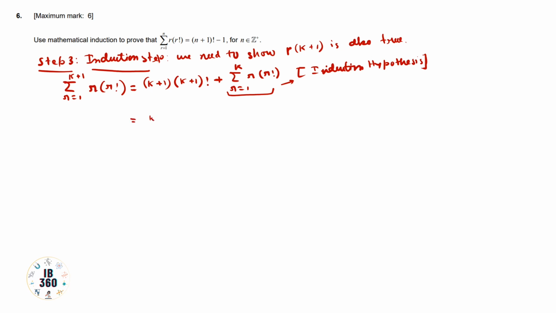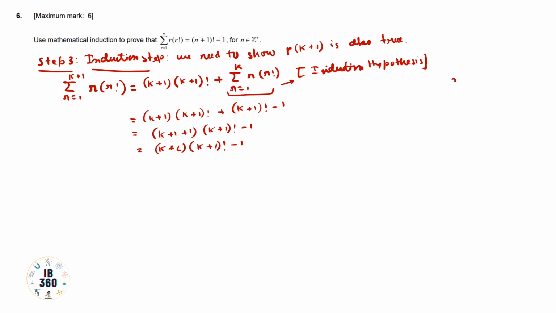Now we can write k plus 1 into k plus 1 factorial, plus this part that we have proved earlier, k plus 1 factorial minus 1, just from the induction hypothesis step. Again I am saying this particular step is from the induction hypothesis step. So now we can take k plus 1 factorial in common, then we will have k plus 1 plus 1 into k plus 1 factorial minus 1. So we can write k plus 2 into k plus 1 factorial minus 1.